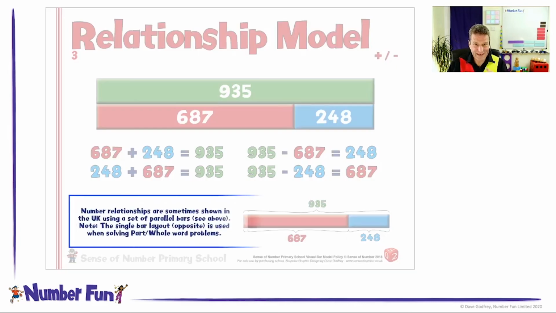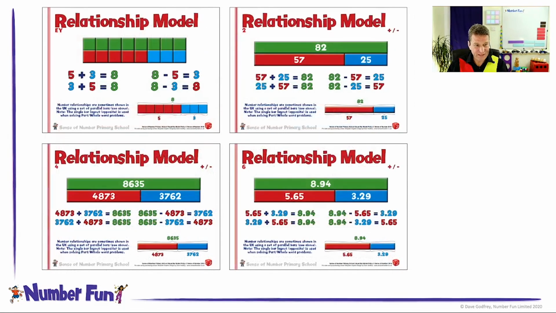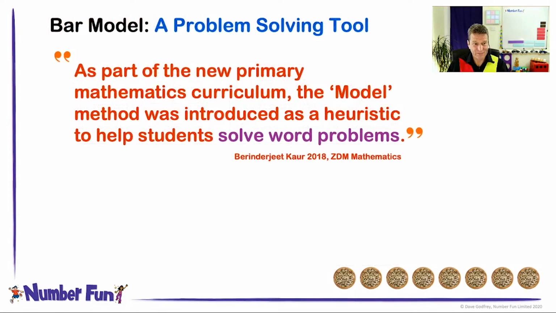The key is this. The number relationships are sometimes shown in the UK using a set of parallel bars, as we've seen above. But note this single bar layout is used when solving part-whole word problems. And it's this word problems idea that is crucial. There's some examples from across the year groups of relationship model in action.